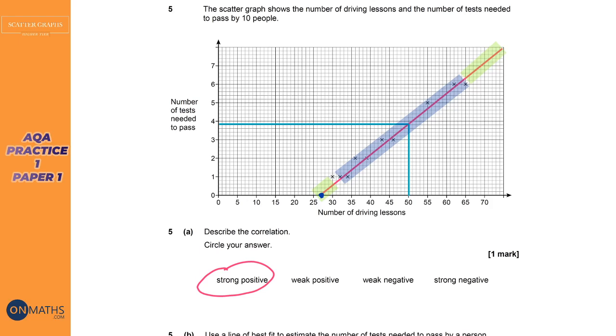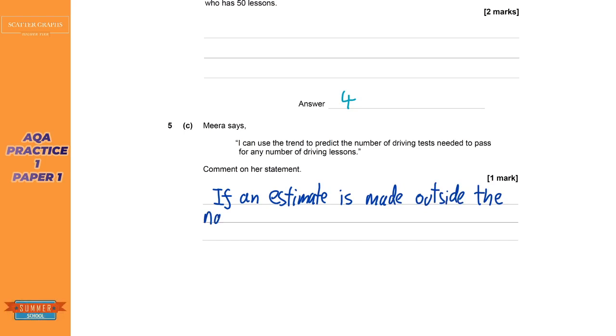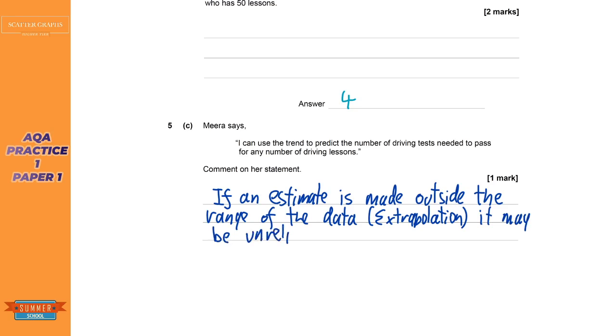So you've got to say something like, if an estimate is made outside the range of the data, it may be unreliable. So I've shown the examiner that I know what extrapolation is.